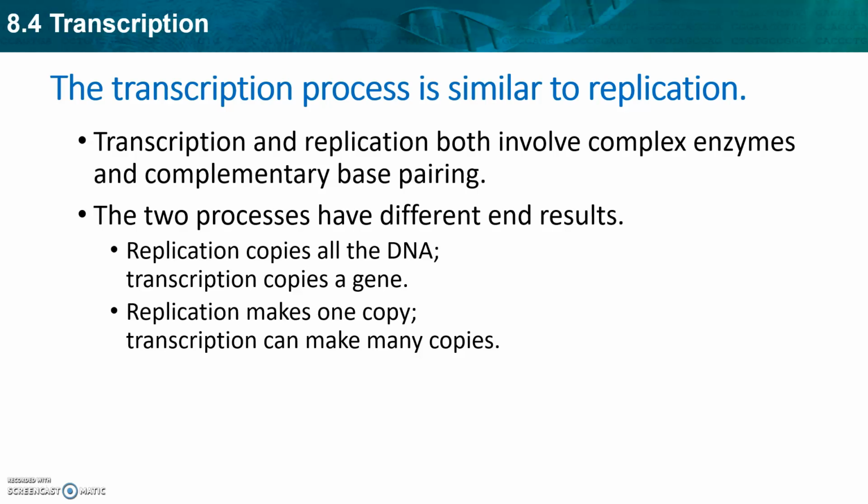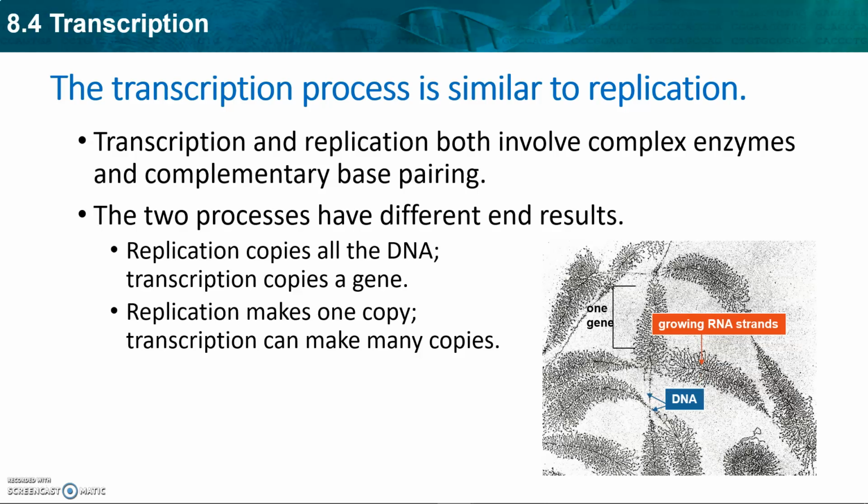Transcription, however, is making many copies. When a gene is being expressed, transcription is going to make lots of copies of mRNA, so there's lots of instructions available for making the protein. This image is a really good example of how one strand of DNA can be transcribed many times. This segment of DNA, you can see the DNA is this thread in the middle. This segment of DNA is a gene, and notice all of this RNA being made from that one gene. So if you are trying to express a gene and make a lot of protein, it can be transcribed many times all at once in order to make enough protein for the cell.